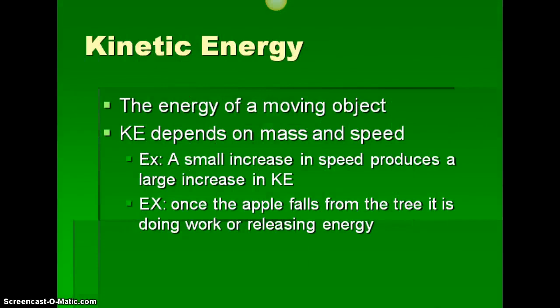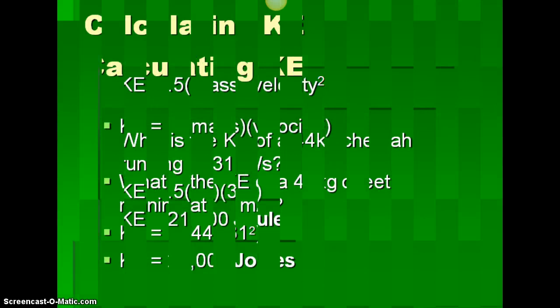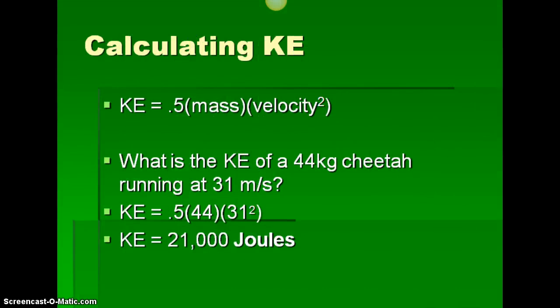Kinetic energy is moving energy, and this will depend on mass and speed. A small increase in speed produces a large increase in kinetic energy, and we'll show that in the equation in just a minute. The example that we had before was an apple hanging on a tree. Once the apple falls from the tree, it's doing work or releasing energy, and that would be kinetic energy. The equation is 0.5, or half, of the mass times velocity squared.